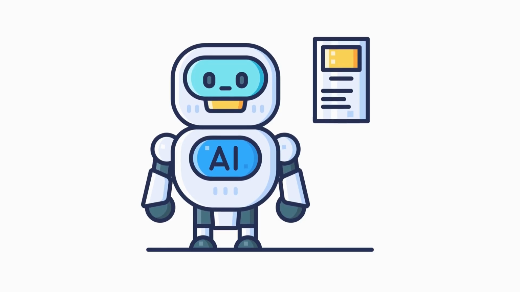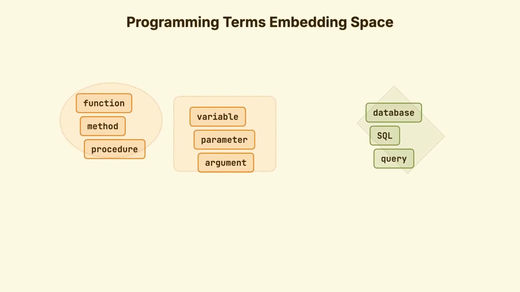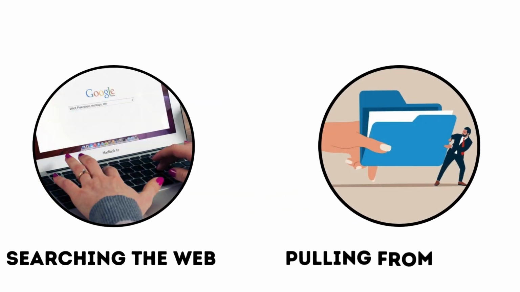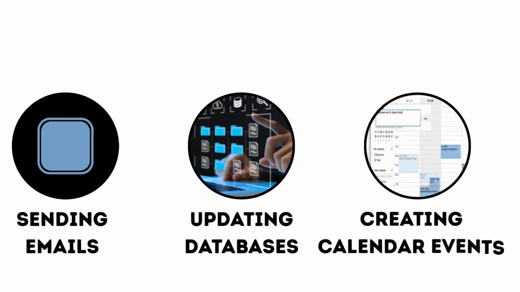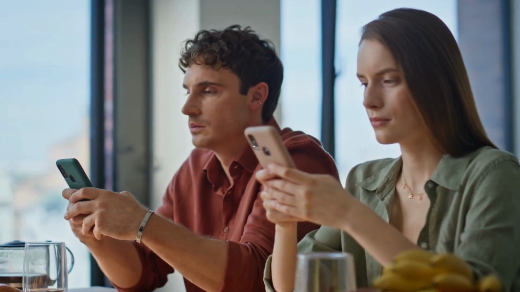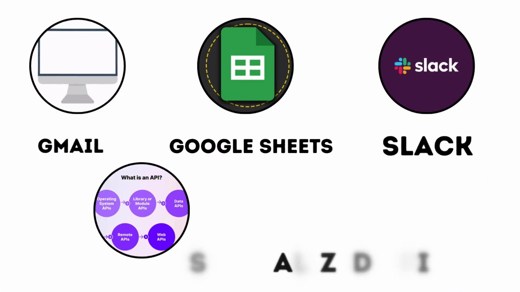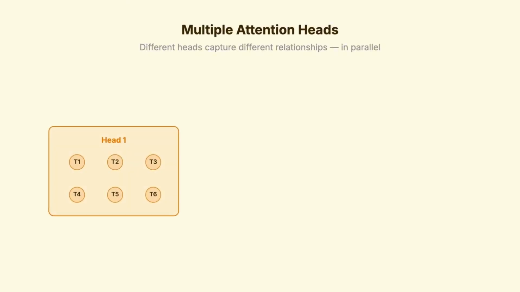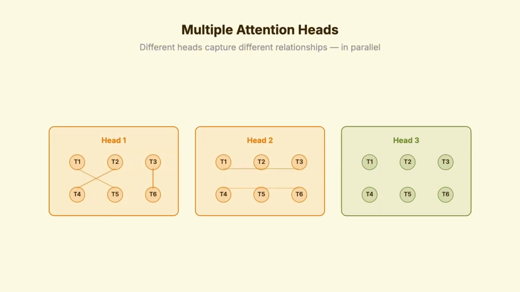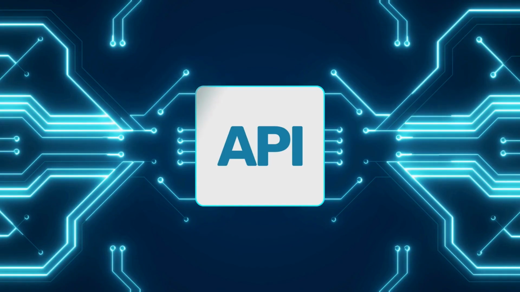Tools are the agent's way to interact with the world. They fall into three categories: retrieving data, like searching the web or pulling from a file; taking actions, such as sending emails, updating databases, or creating calendar events; and orchestration, which involves calling other agents or chaining workflows. Common tools include integrations with Gmail, Google Sheets, Slack, or specialized APIs like NASA's. Many platforms make these plug and play, but if something isn't built in, you can connect it via HTTP requests to its API. Don't worry if that sounds technical.